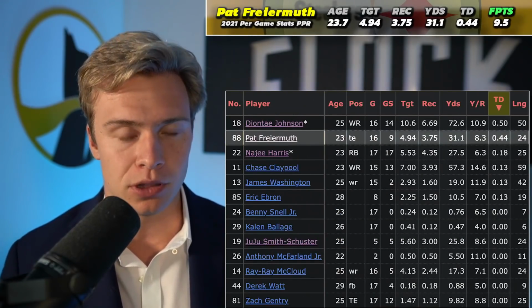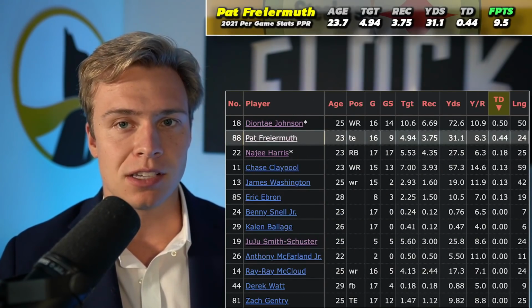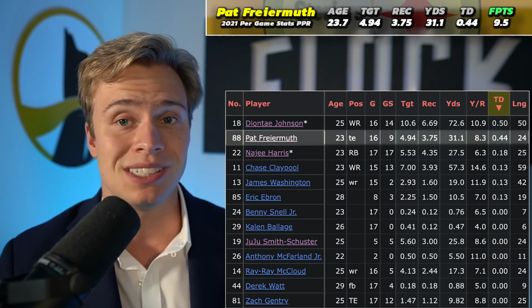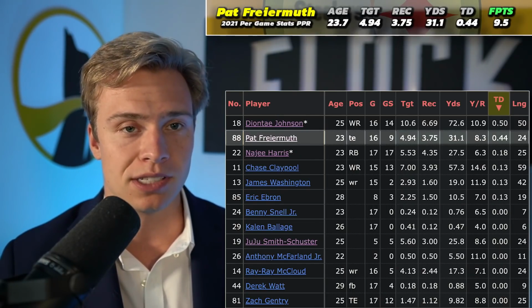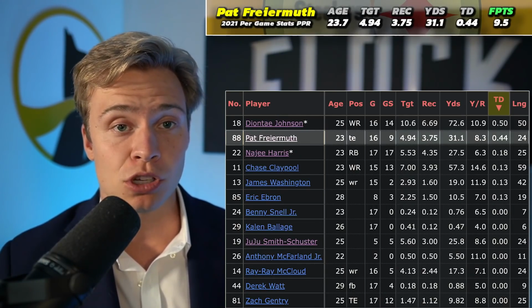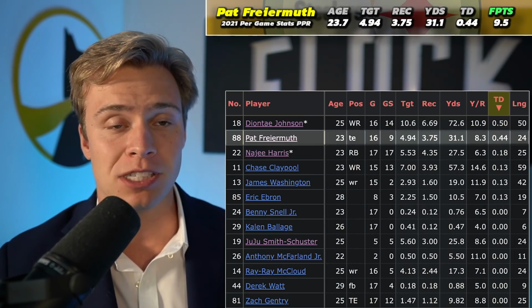Because if we go through and look at this, Pat Freiermuth is someone who had 79 targets through 16 games last season, and he was very efficient with these. He should take a step forward this upcoming season. But his touchdown rate was closing in on 9% for the Pittsburgh Steelers.